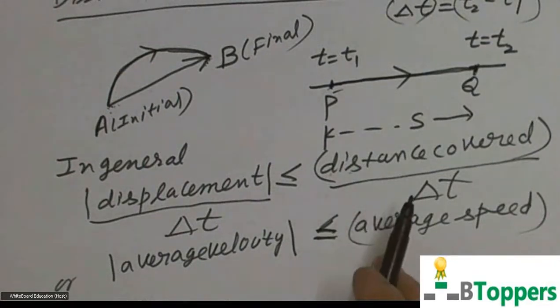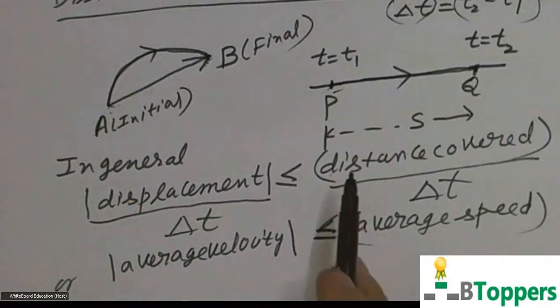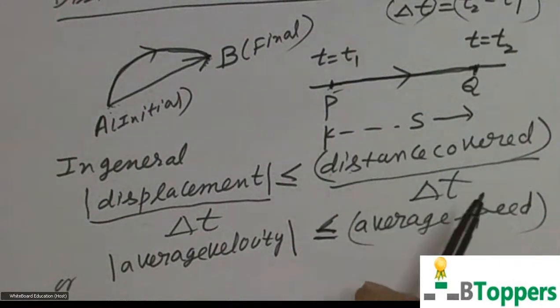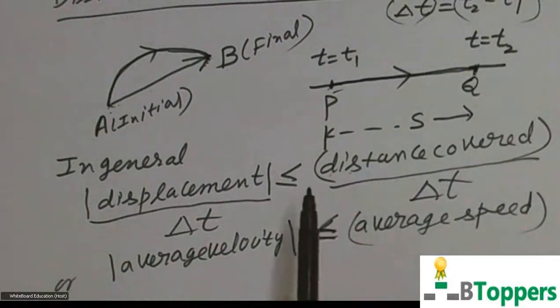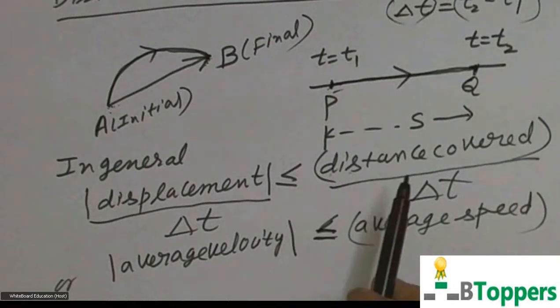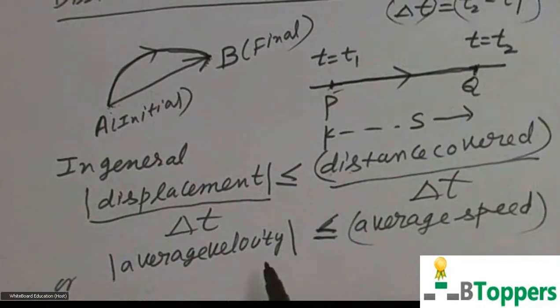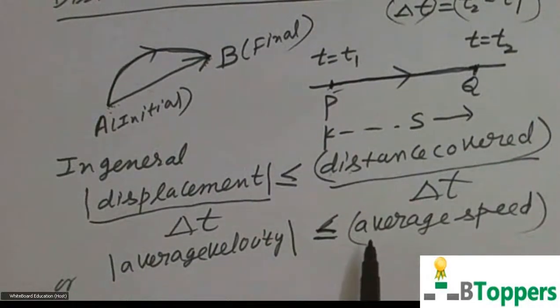If the particle, suppose, moves in a straight line path with no change in the direction of its velocity, then the magnitude of the displacement covered will be equal to the distance covered, and the magnitude of average velocity of the particle will be the same as the average speed of the particle.